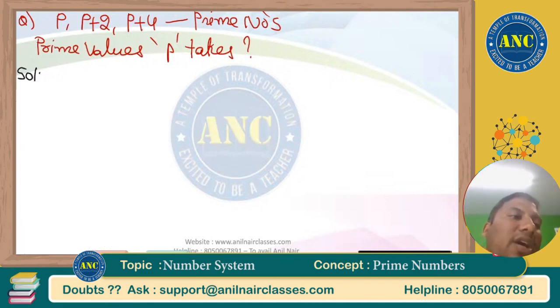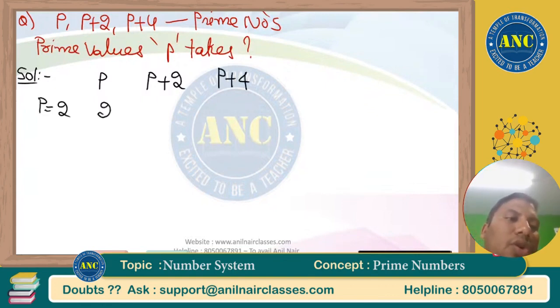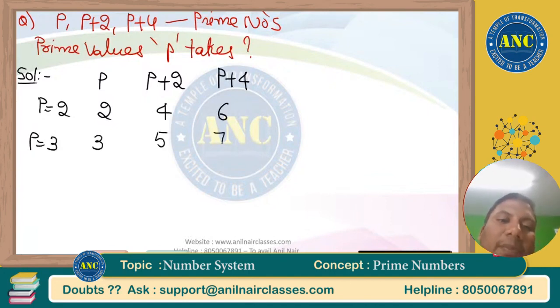Listen carefully to the solution structure. P, P plus 2, P plus 4. The lowest prime number is 2. So 2 plus 2 is 4, 2 plus 4 is 6. The next prime number is 3. P equals 3: 3 plus 2 is 5, 3 plus 4 is 7. Any prime number greater than 3 is of the form 6k plus or minus 1.